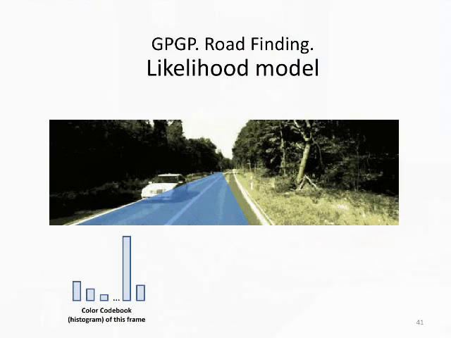Then for each part of the four, we have a histogram, a color codebook of this frame. This histogram is just the histogram for this road: what 20 colors are there, and in what proportion they are located in this region. Does it make sense? Roughly, I'm still thinking. You do this for one image. Now, if I show you a different road, how are you going to use this?